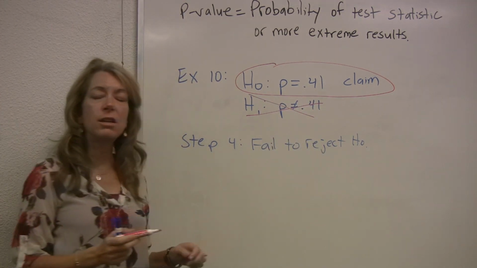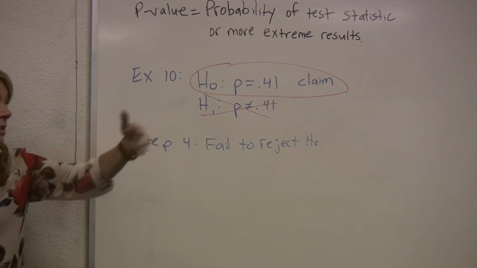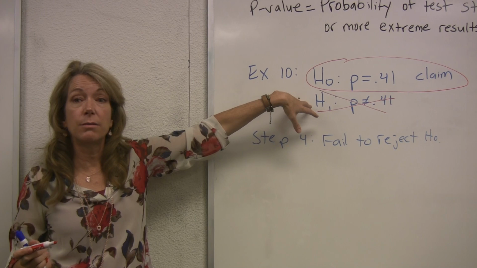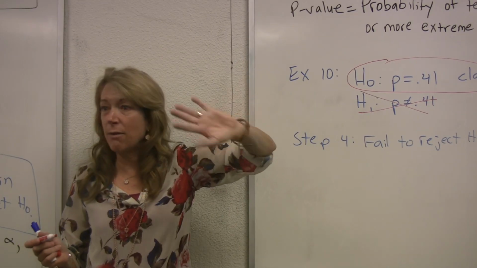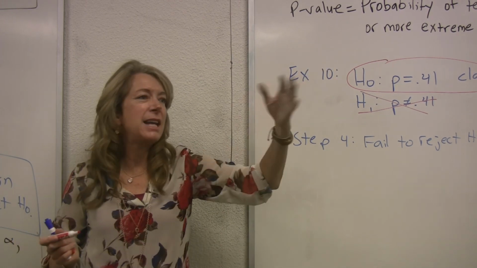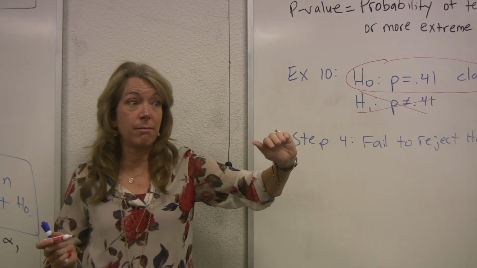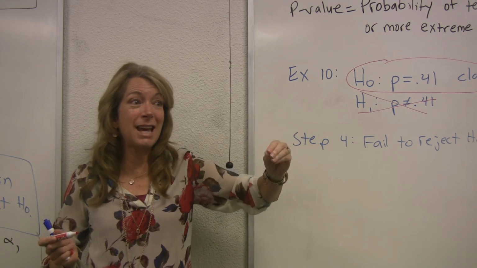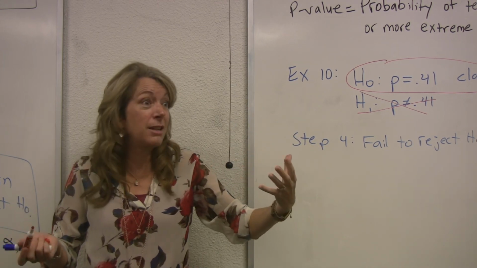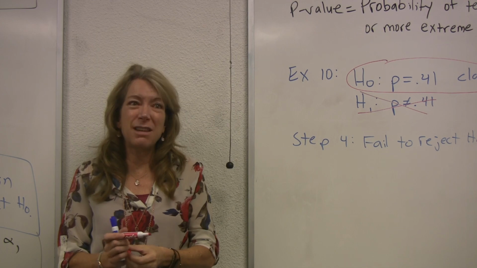You always say you have sufficient evidence if you're supporting H1. So this is like going to court. I couldn't convict the guy. The guy went in there, he says he's innocent. I didn't have enough evidence to convict him. We're not supporting him. All we can say is we didn't have enough evidence to convict him. Fail to reject.